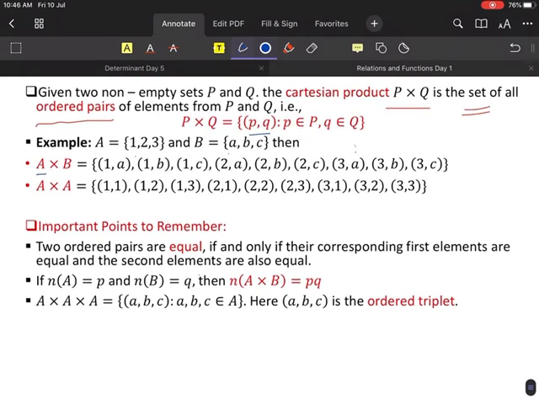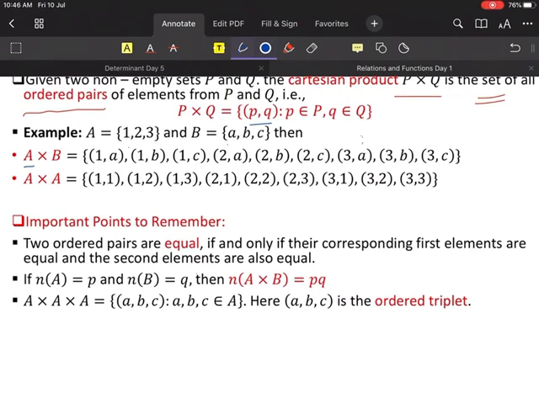Yes. Now there are some important points that you must remember. First point is, two ordered pairs are equal. What do you mean by that? Suppose I have an ordered pair (A, B) that is equal to (C, D). These two pairs are equal if and only if the corresponding first elements are equal and the second elements are equal.